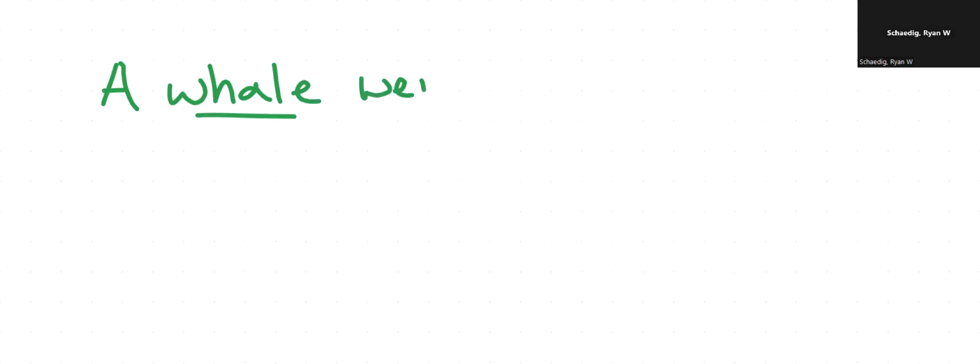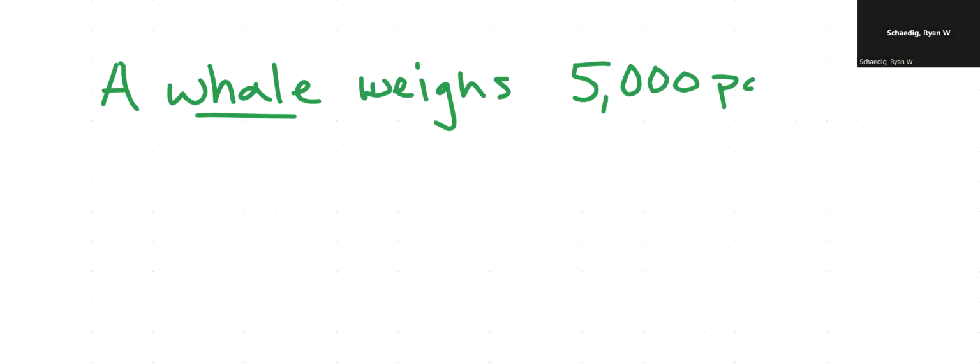And let's do this. Let's break it down. We actually are going to dive into a word problem. And here it is. Here's our problem. A whale, right? A big old whale weighs 5,000 pounds. Period. An adult elephant.